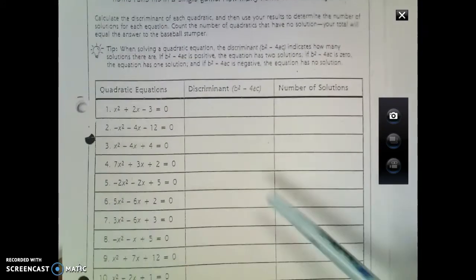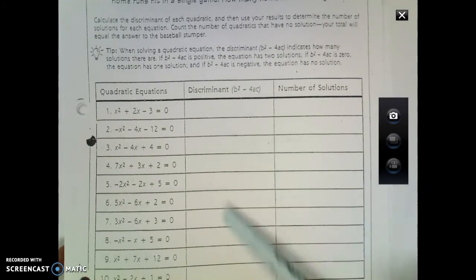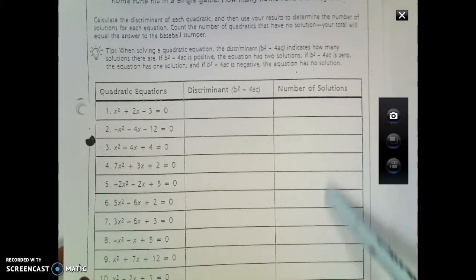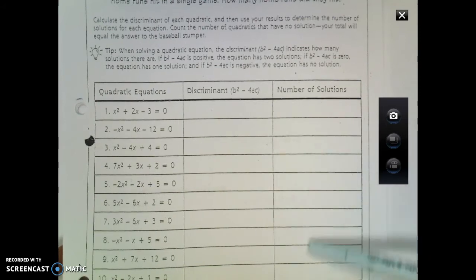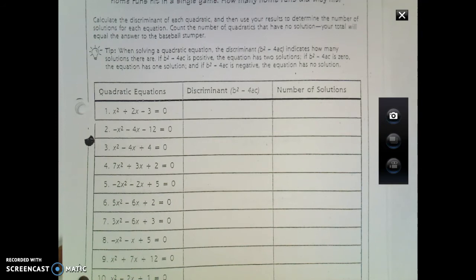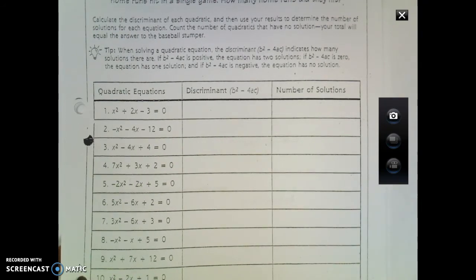In the first column, you're going to find what the discriminant is, just like I did. And then, once you know your discriminant, you'll know what your number of solutions is going to be, or how the solutions are going to be. Are they going to be real? Are they going to be imaginary or complex? Or is it just going to be one repeated solution?